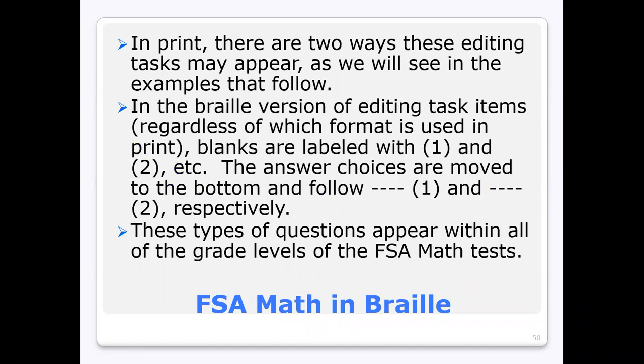So in print, there are going to be two ways that editing task items can appear. As we're going to see from the examples, you'll see the differences between them. In Braille, however, the editing tasks, regardless of what they look like in print, are going to use blanks. The blanks are going to be labeled paren 1, paren 2, etc. If there's 3, they'll be paren 3, and so on. And the answer choices are going to be moved from the bottom to follow the underline paren 1 and paren 2 respectively. We'll see examples and it'll make more sense. These types of questions appear within all of the grade levels of the FSA math test, so this is at every level of the math tests.